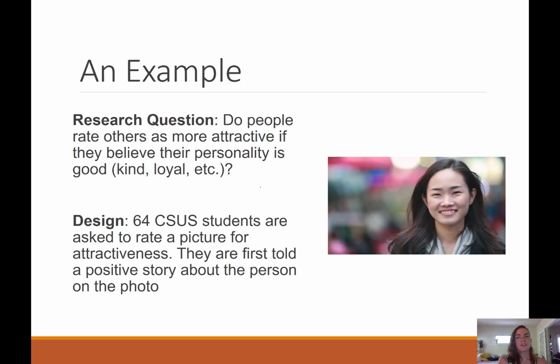I want to know, or I have a theory that if people know about this woman and all of her positive characteristics, they will rate her as physically more attractive than if they weren't told anything at all. So that's my theory, and I'll design a study where I give Sac State students this photo, and I tell them a positive story. I tell them what I just told you about the individual in the photo, and I ask them to go ahead and rate her attractiveness on a scale of 0 to 10. I recruited 64 students from Sac State for my study, so my sample size, or N, is 64.